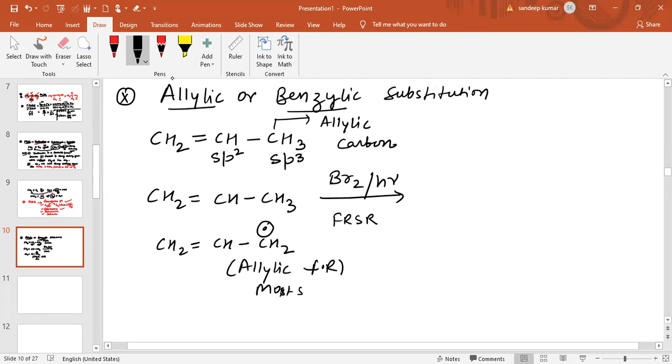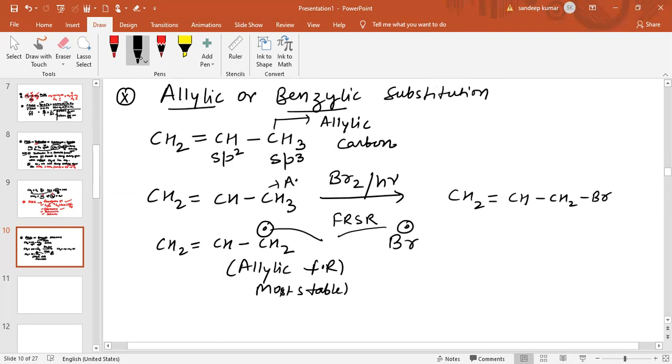Most stable in this compound. So bromine is also having the free radical. Now these two form a bond and the product obtained is CH2=CH-CH2Br. So this is the allylic carbon.